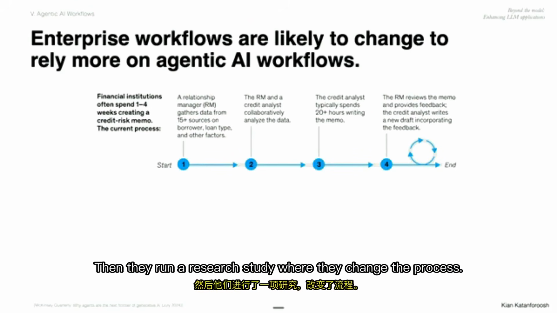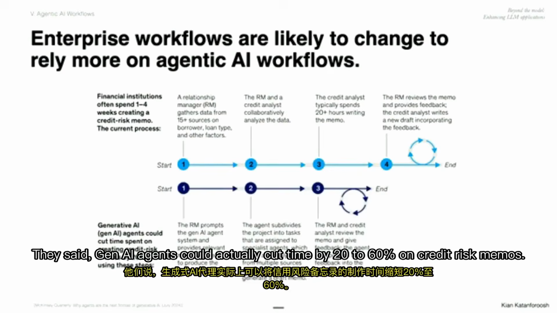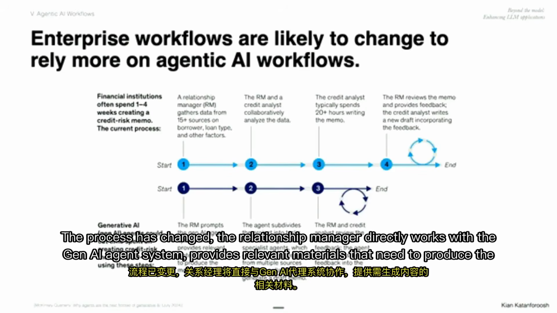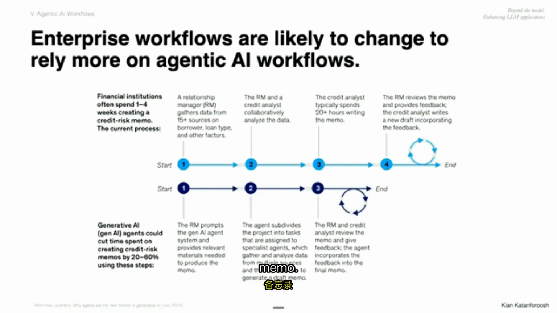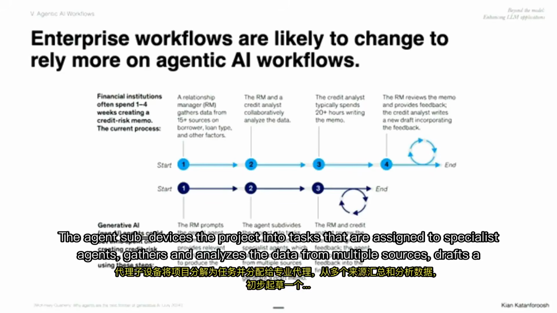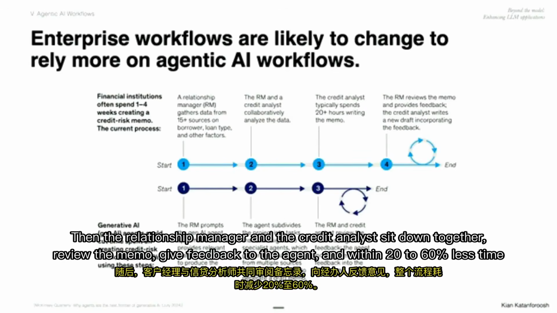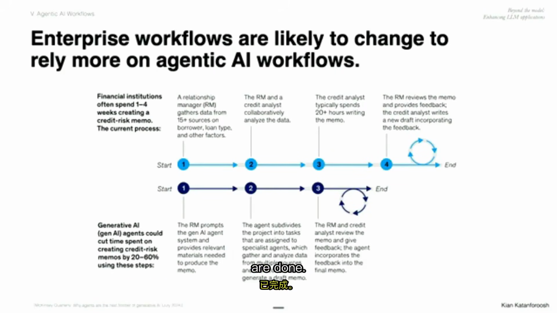They then ran a research study where they changed the process. They said Gen AI agents could actually cut time by 20 to 60% on credit risk memos. And the process has changed so that the relationship manager directly works with the Gen AI agent system, provides the relevant materials needed to produce the memo. The agent subdivides the project into tasks that are assigned to specialist agents, gathers and analyzes the data from multiple sources, drafts a memo, then the relationship manager and the credit analyst sit down together, review the memo, give feedback to the agent, and within 20 to 60% less time are done.